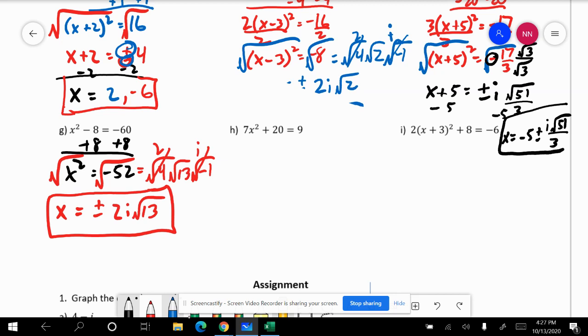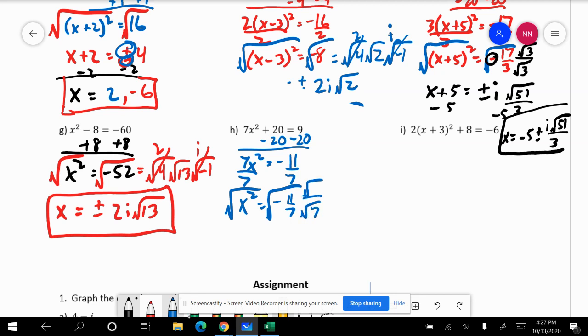Now looking at letter H, a couple steps here. We subtract the 20. Next step is we divide it by 7. We take the square root and we notice that we have to rationalize it. So we multiply the top and the bottom by 7. That gives us a positive and negative root. The negative tells us there's an i. 11 times 7 gives us 77. 7 times 7 is 49, which we know the square root of is 7.